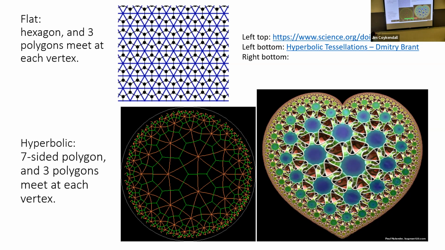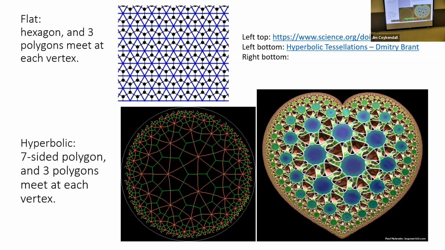We use the hexagon, and we know that hexagons can pack together. That is, 3 hexagons meet at a vertex. So put 3 hexagons together, then you get the tiling. This is on the flat surface. And in the hyperbolic world, we can do something similar, but not with a hexagon. We can have a 7-sided polygon. So here, 1, 2, 3, 4, 5, 6, 7. All these are 7-sided polygons, and they will tile.